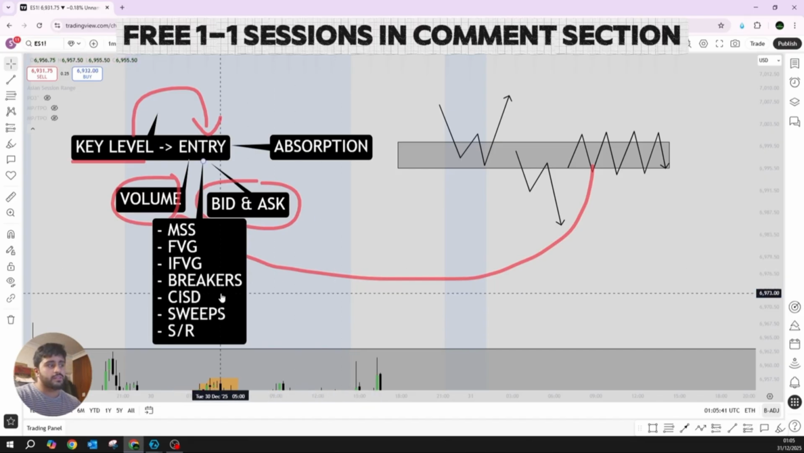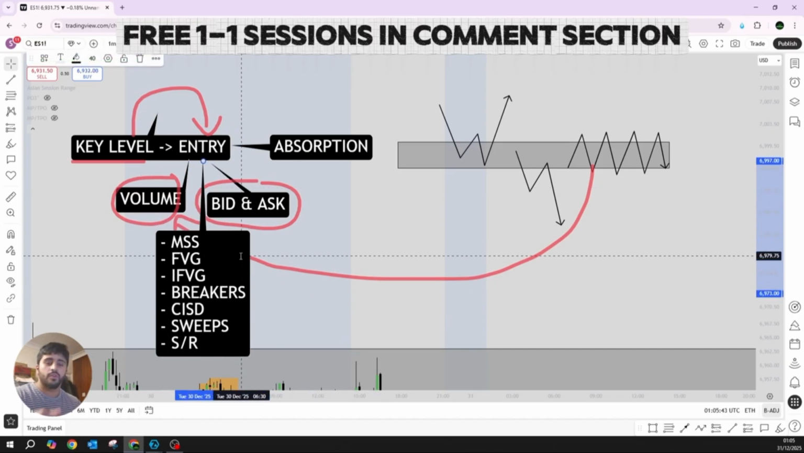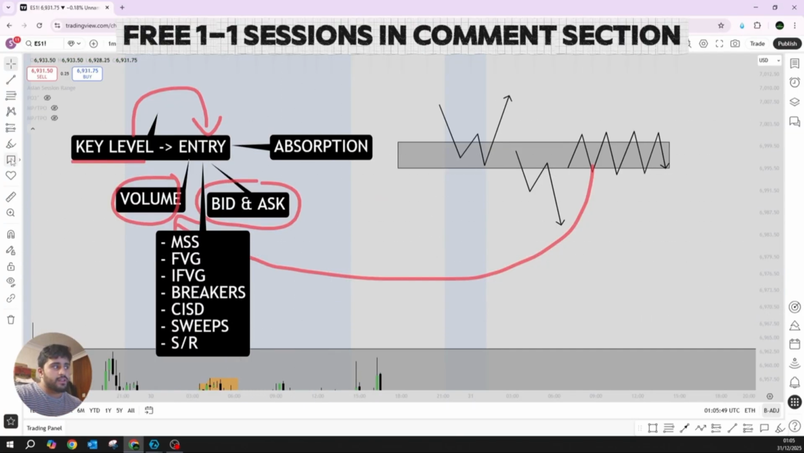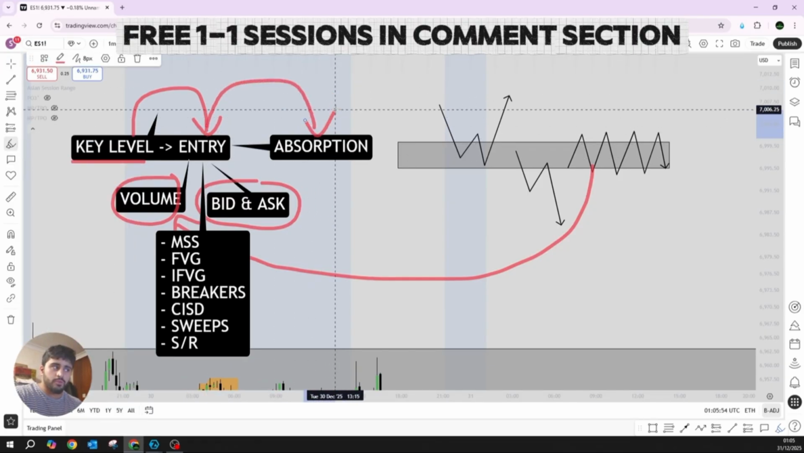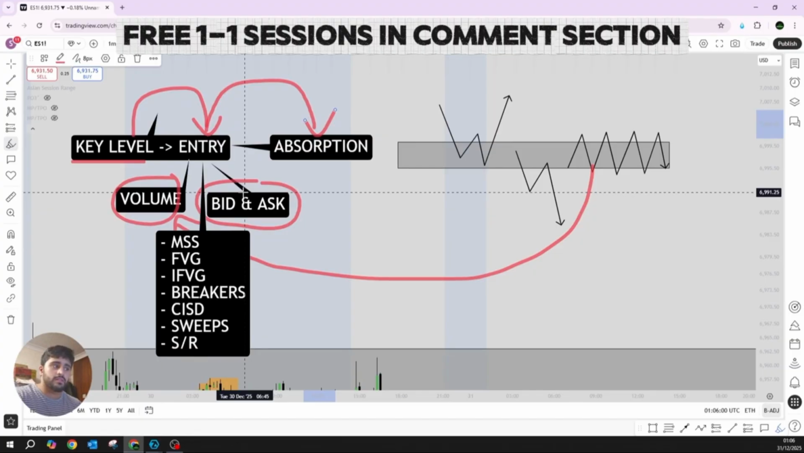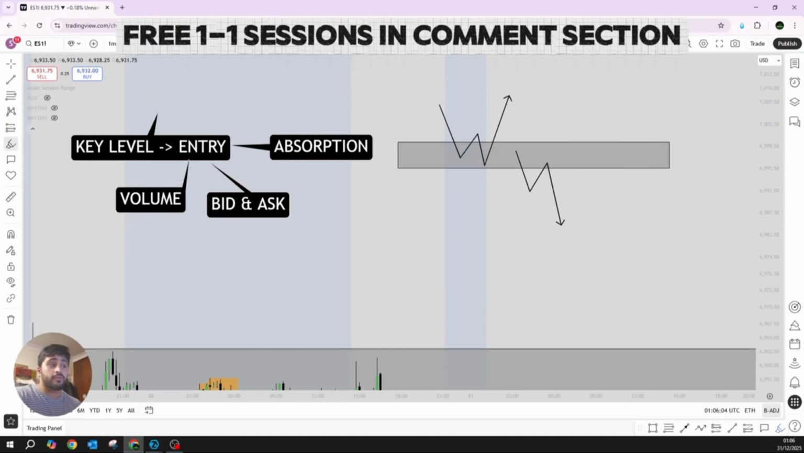A lot of traders get so wrapped up in the day-to-days of which concept do I use and why should I use which concept. But fundamentally, you're not really understanding why you want to be taking a trade in the first place, which is the third step: absorption. Everything in trading comes down to three basic things. You need to know where to trade from, or what to look for, volume and delta, and why you're looking for it. That is the absorption part of the video.